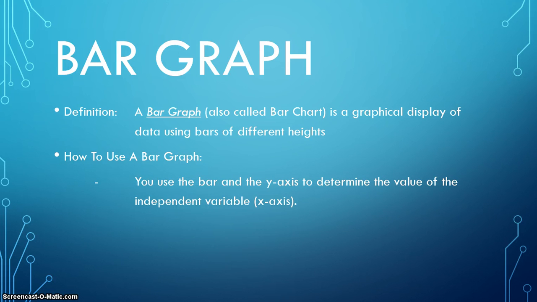We use a bar and the y-axis to determine the values of the independent variable. So a bar graph is on an x and y coordinate plane. It has a domain, or the x value, and has a y value, and the bars are what indicate the values of each individual piece.